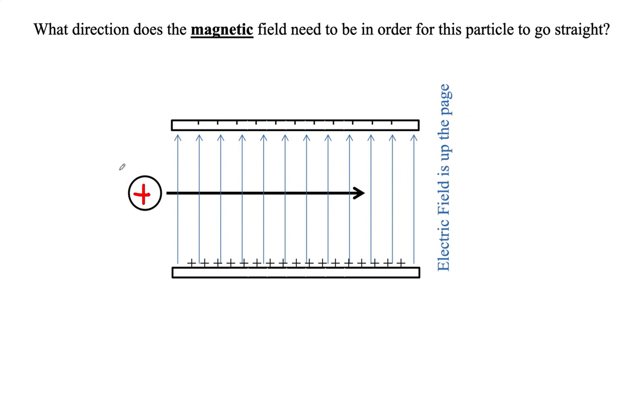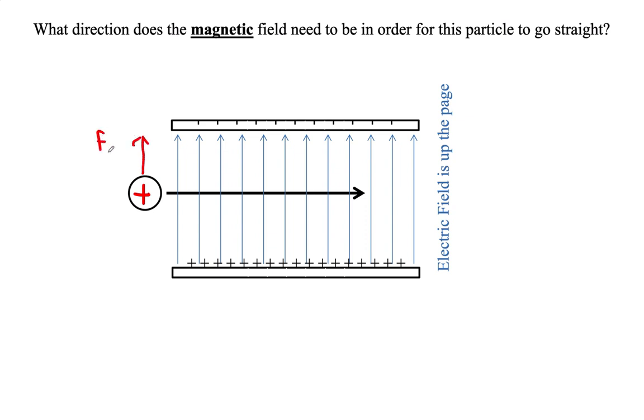And this is actually a really cool thing, right? We can send this positive particle into the space between these plates where we're generating an electric field up the page. The bottom plate's charged positively. The top plate is charged negatively, okay? We send it in here. Well, clearly there's going to be an electric force this way.